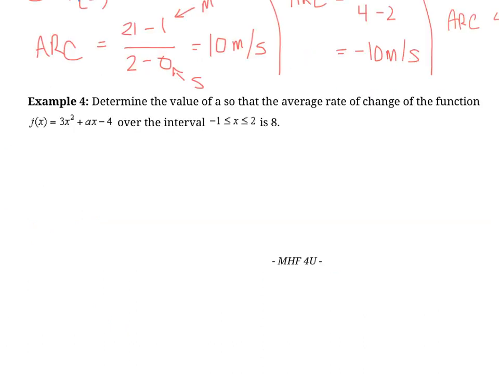Lastly, we have a bit of a thinking problem here. Determine the value of a, so that the function j of x has an average rate of change of 8 between negative 1 and 2. So that's going to be some quadratic, and we've got to find out the a value that makes that true. So I want you to pause this and try this one yourself. Think about what we have and what we can use to try to solve this problem.